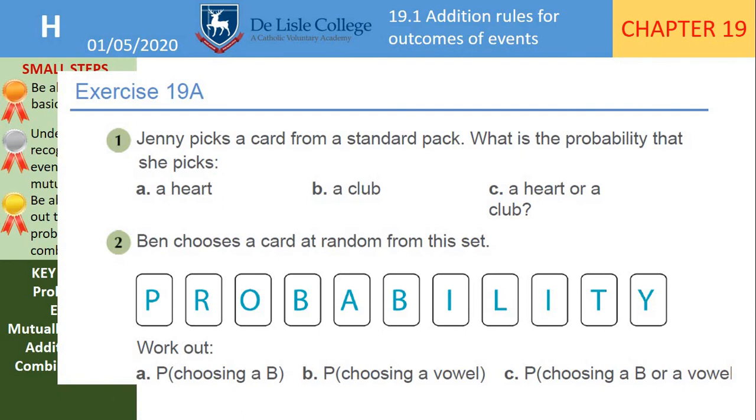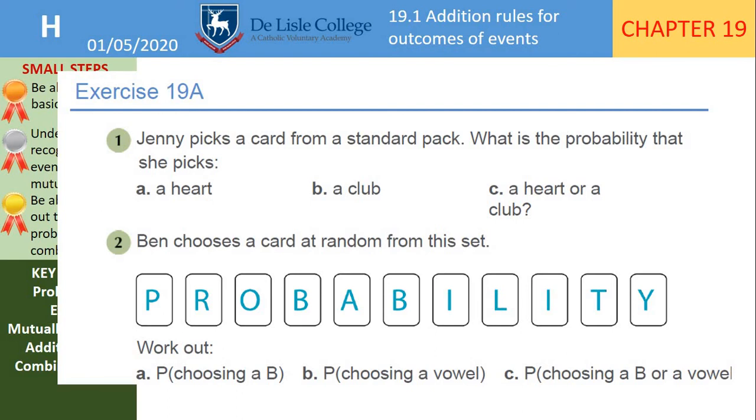Now on to exercise 19A. So the exercise is quite straightforward. I'm going to work through question 1 with you and then leave you to do the rest, and the answers are at the end of the PowerPoint. You then have a second lesson to do this week and then a number of Hegarty tasks to complete.